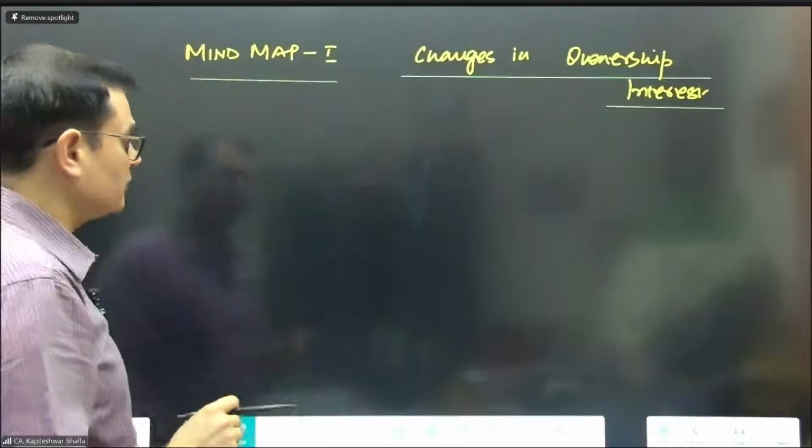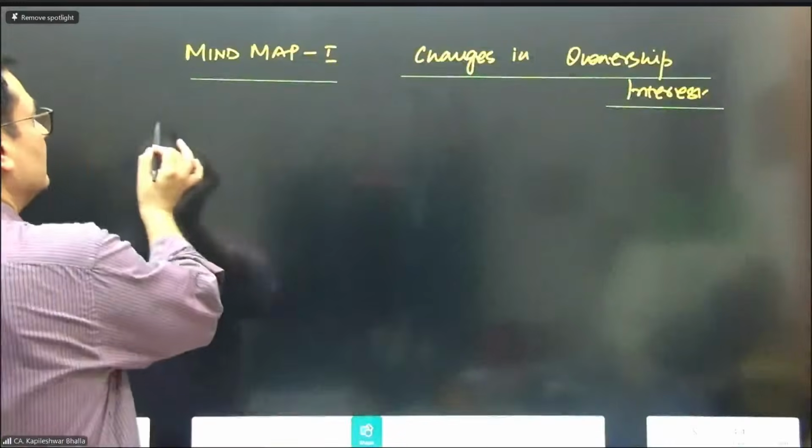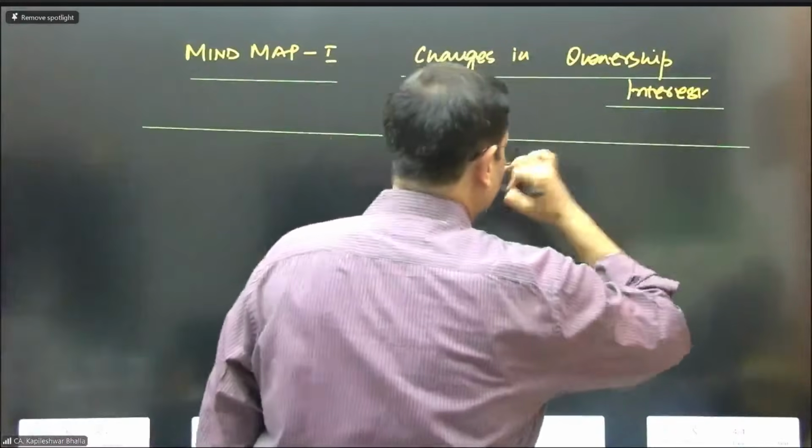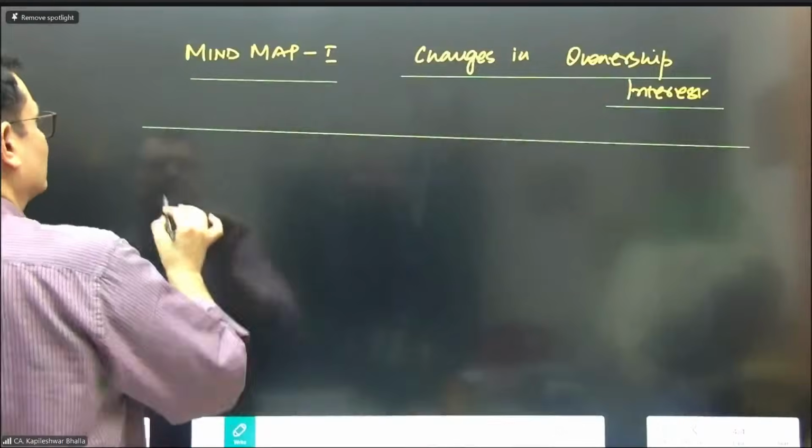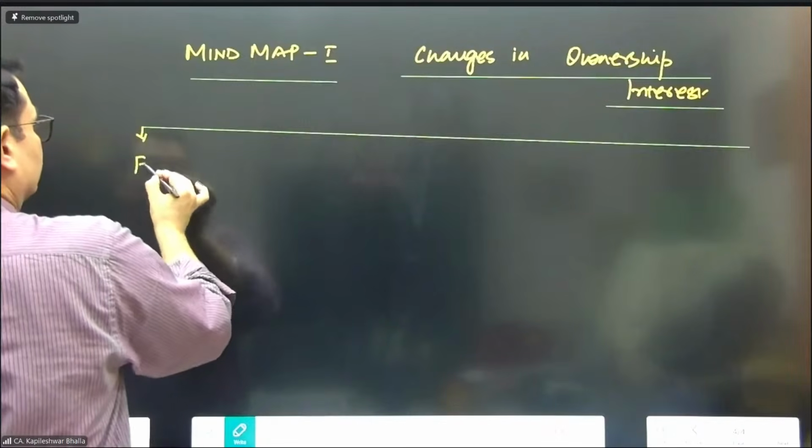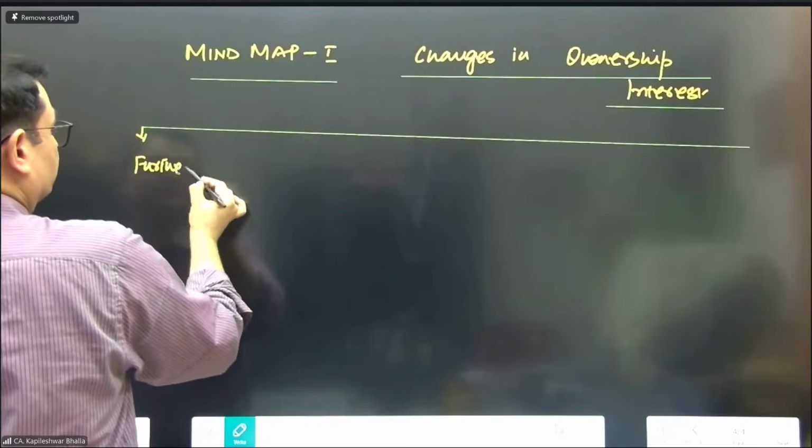So let's make a solid chart on this. We can segregate these inputs in terms of 2 parts. One is we can say that there is a further acquisition.